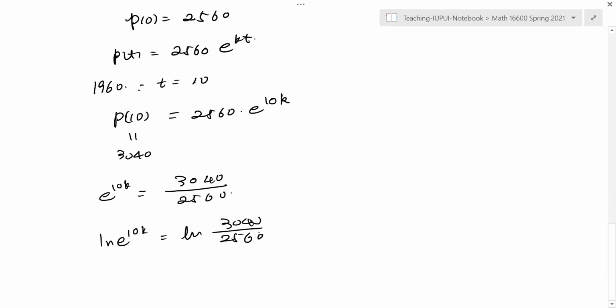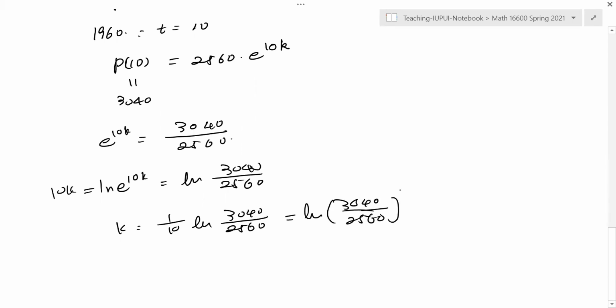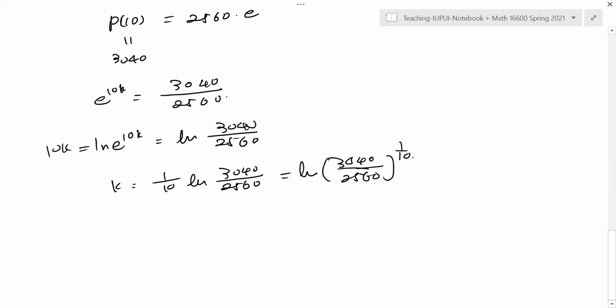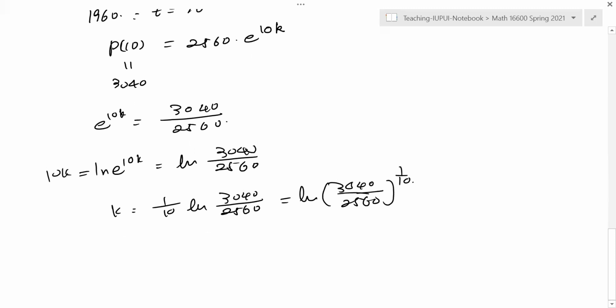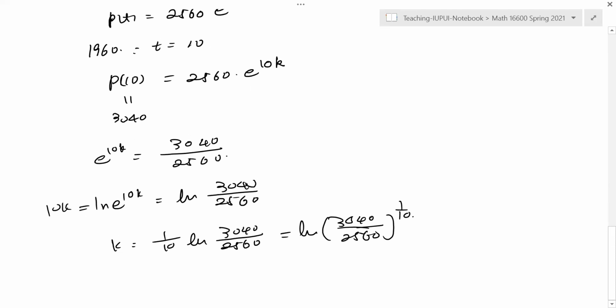Don't be in a hurry to use a calculator to estimate. So this gives you 10k, and k is going to be 1 over 10 times the natural log of 3,040 over 2,560. And you can even write it in this form. Doesn't matter which form you use. If you write in this form, you can express P of t without using e.